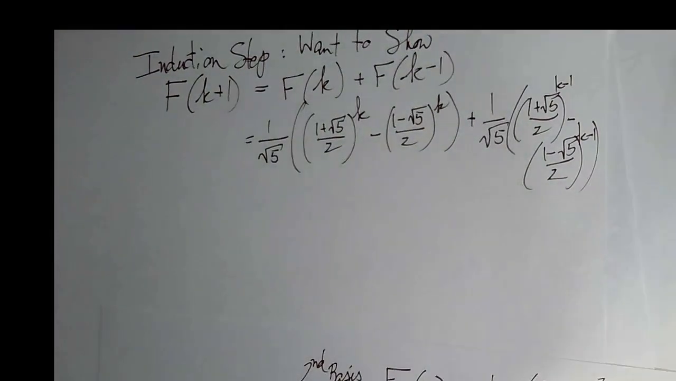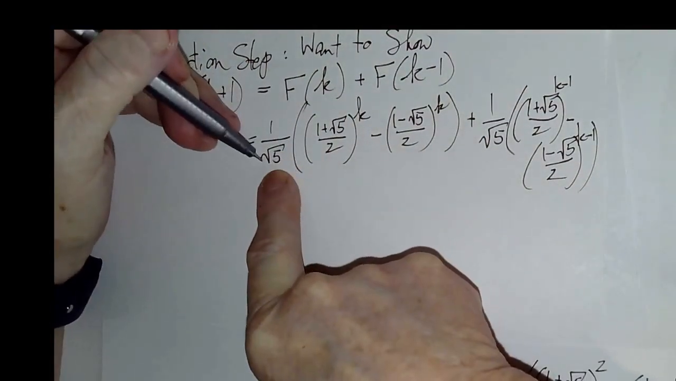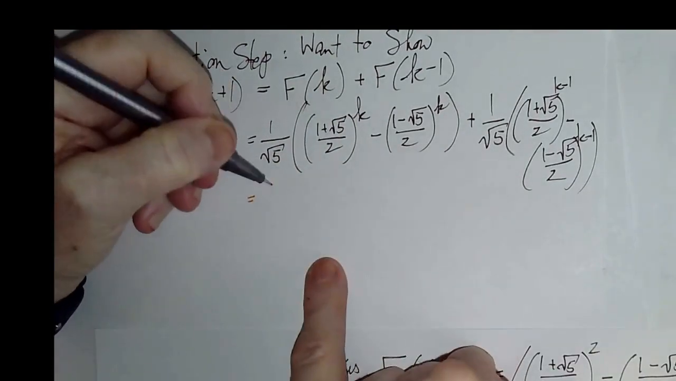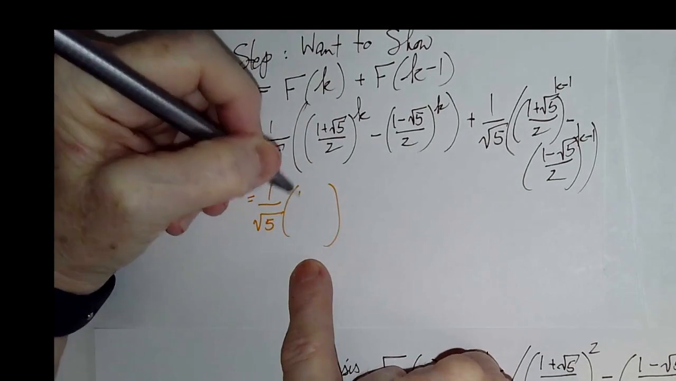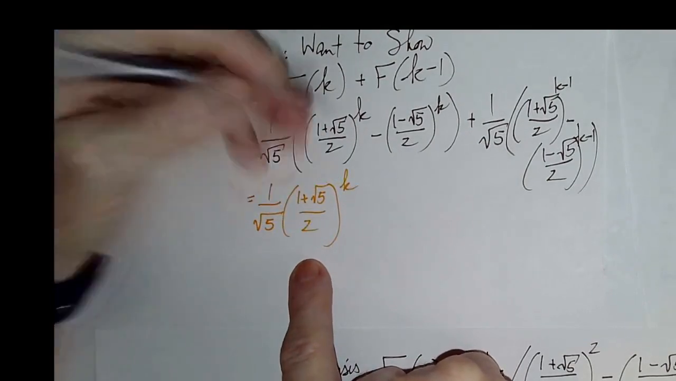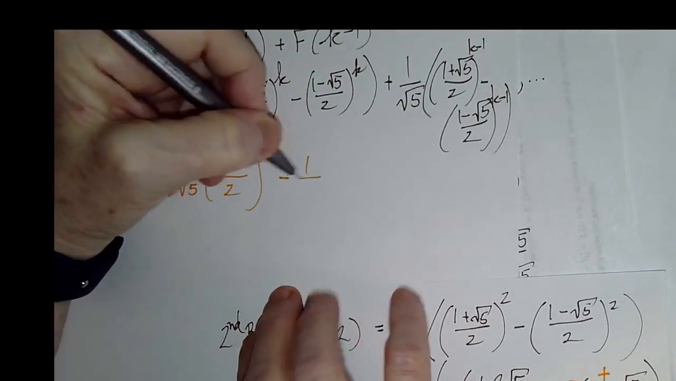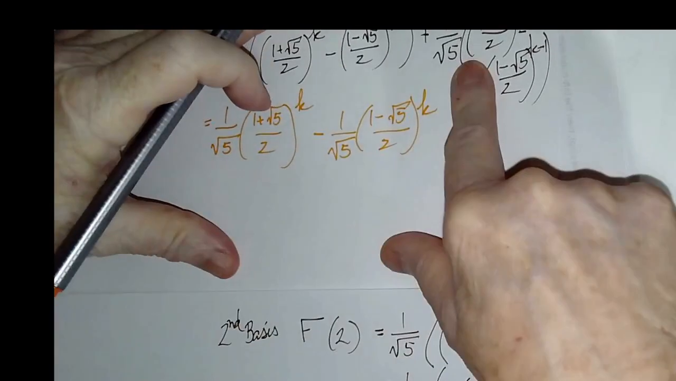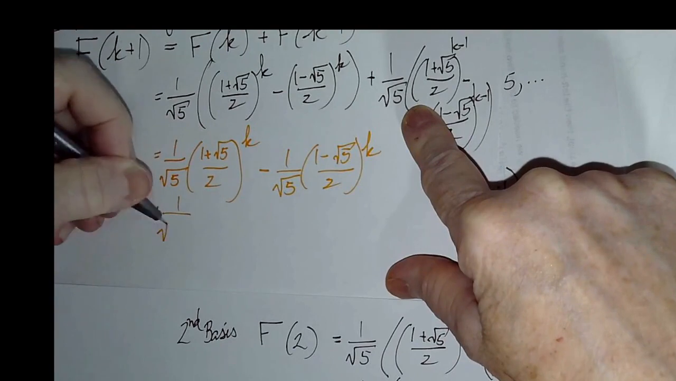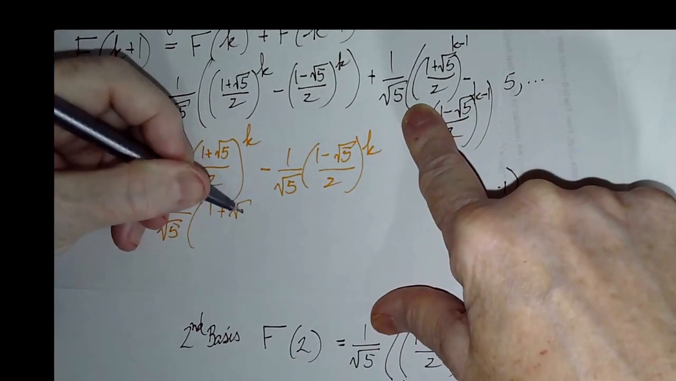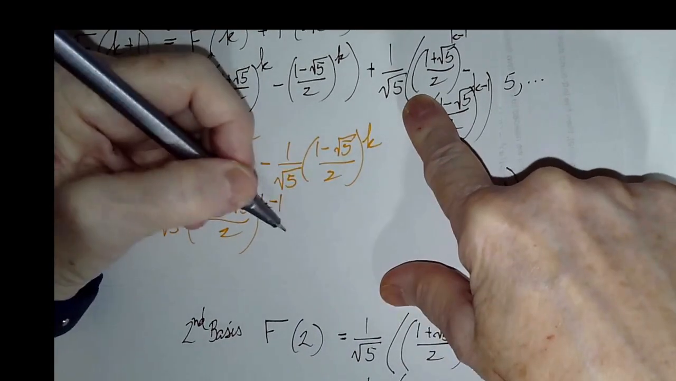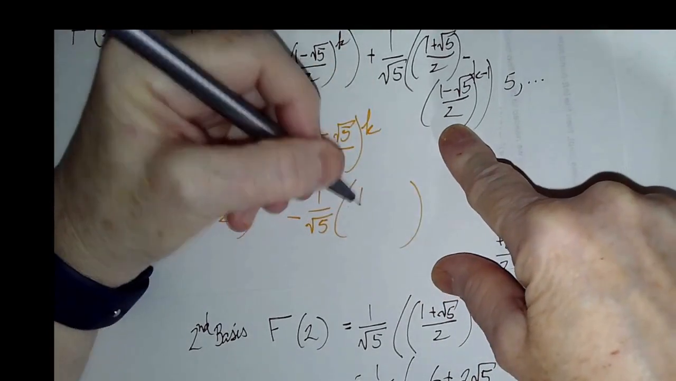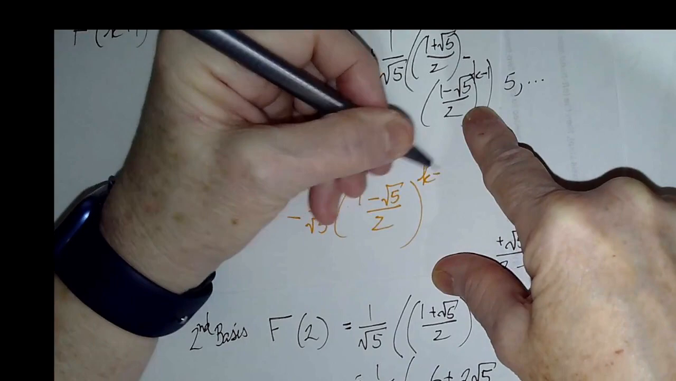And hey, I just noticed something. This 1 over square root of 5 is just multiplied through. So I can write this as 1 over the square root of 5, 1 plus square root of 5 over 2 to the k, minus 1 over the square root of 5, 1 minus the square root of 5 over 2 to the k, plus 1 over the square root of 5, 1 plus the square root of 5 over 2 to the k minus 1, minus 1 over the square root of 5, 1 minus the square root of 5 over 2 to the k minus 1.